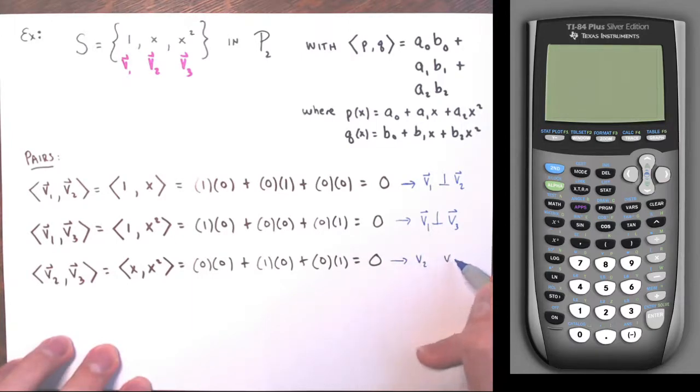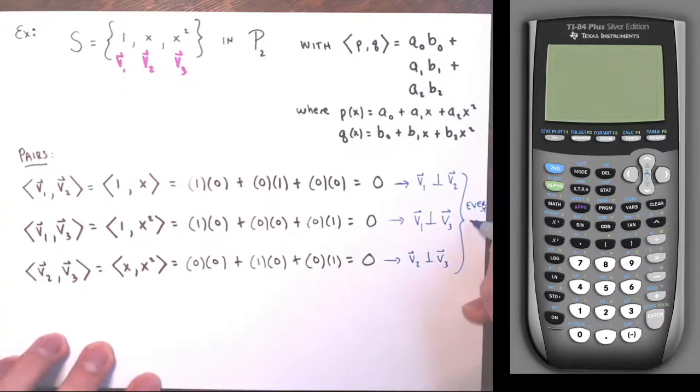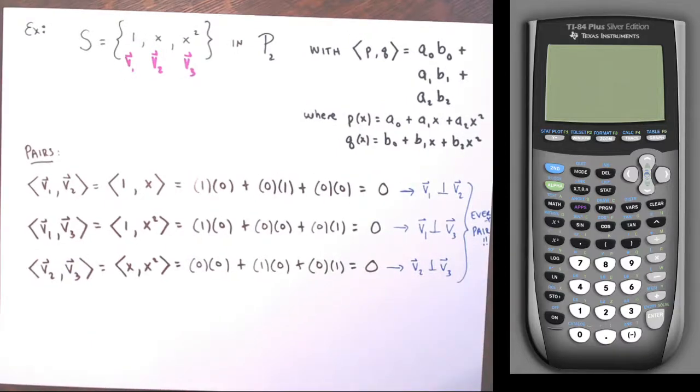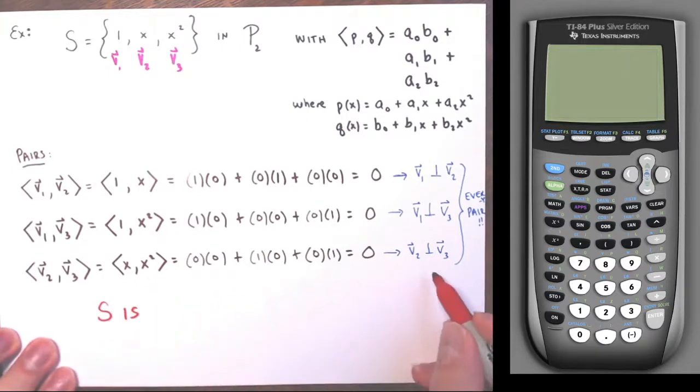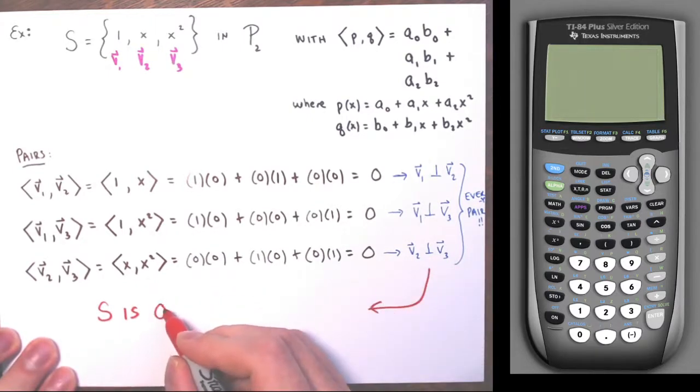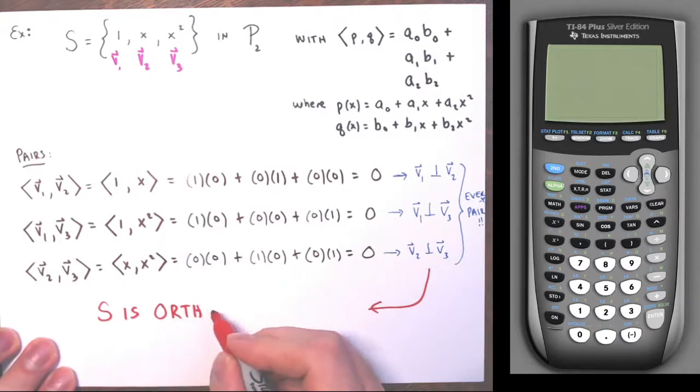V2 and V3, the polynomials x and x squared, are also orthogonal. So every pair is orthogonal. Fantastic. So we can say right now that S is an orthogonal set, or just plainly, S is orthogonal.